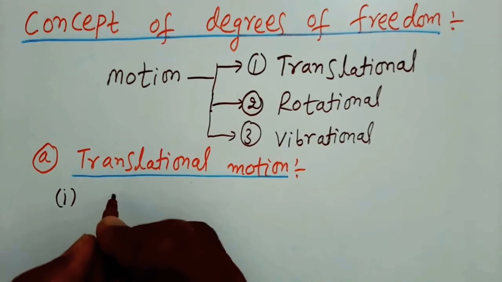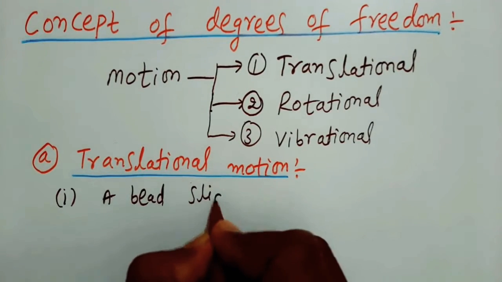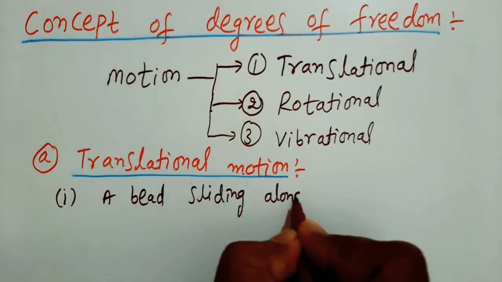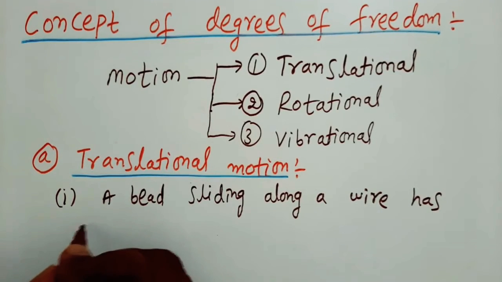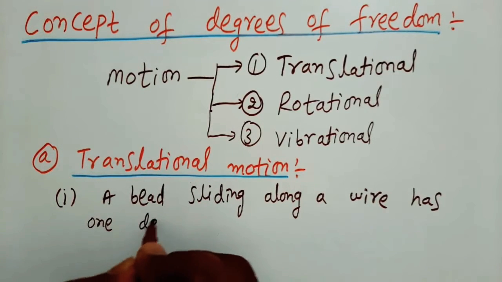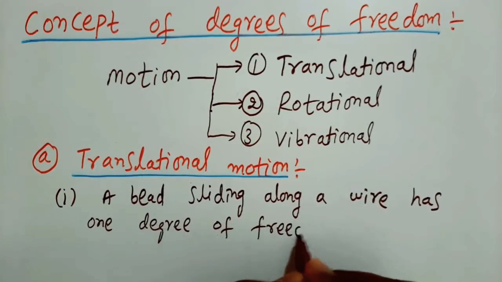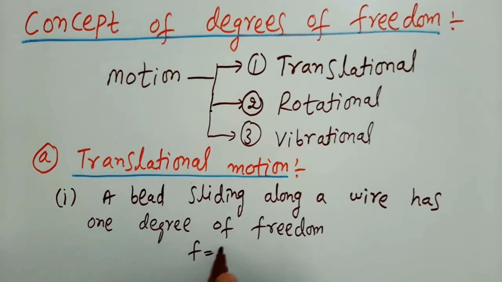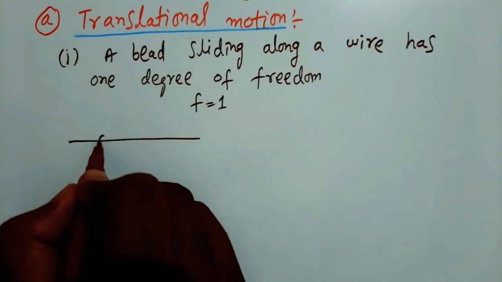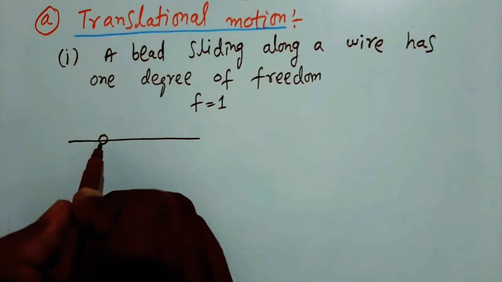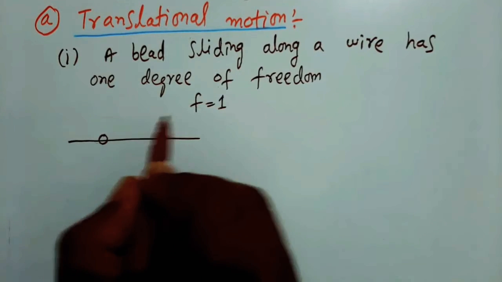Here, a bead sliding along a wire has 1 degree of freedom. So that is, here f is equal to 1. That is, to describe the motion of a bead we require one coordinate. So it has 1 degree of freedom.